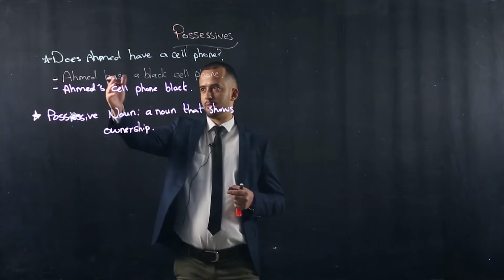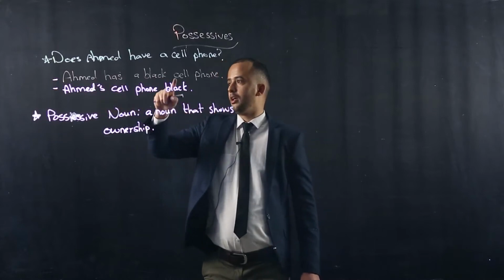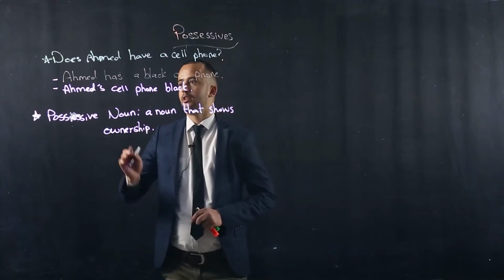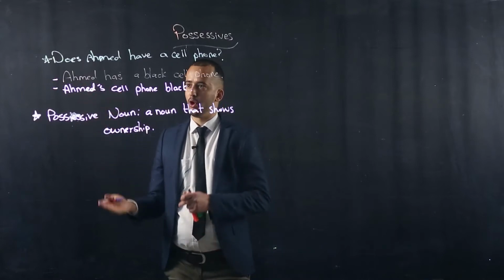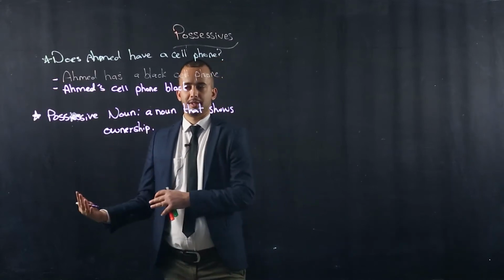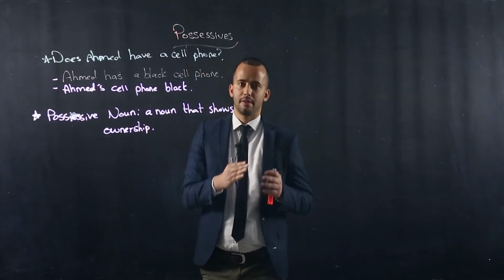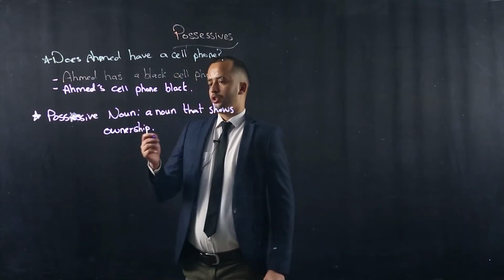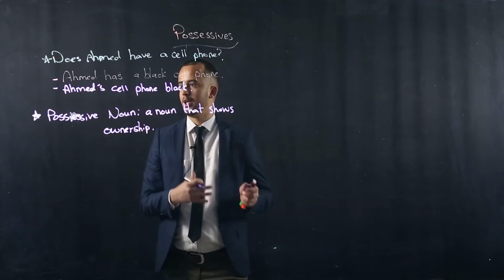Okay? So let's see the difference between the first form and the second form. Here I said that Ahmed has a black cell phone. In the second form I replaced has with apostrophe and s. So we can understand that the owner here is Ahmed. Ahmed is the one who owns the cell phone. So if you want to change a noun into a possessive noun, then you're going to add an apostrophe and s to the name that owns the other thing. Great. So possessive nouns show ownership, they show that you own something or people own other things.